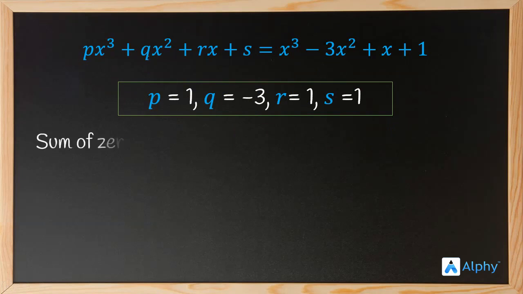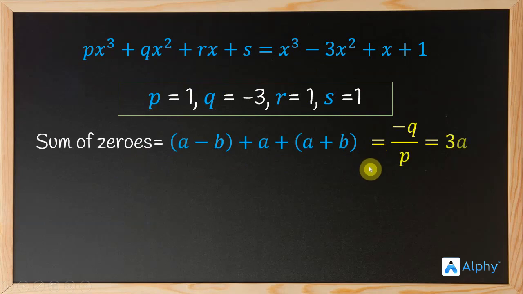So the sum of the zeros is a minus b plus a plus b. Because these three are the zeros, from here we get the sum as 3a, which is also equal to minus q by p. You remember that the sum is actually minus the coefficient of x squared divided by the coefficient of x cube, and this is what we have done here.